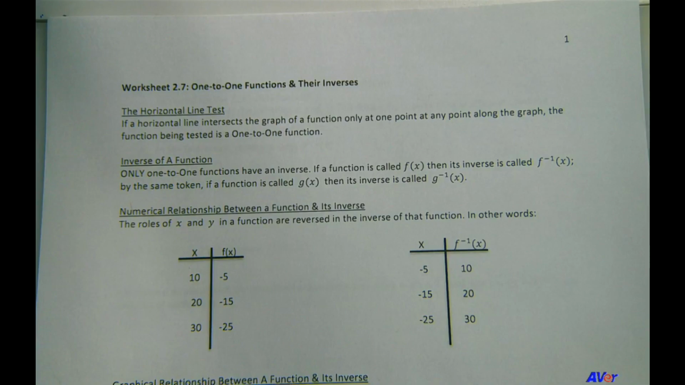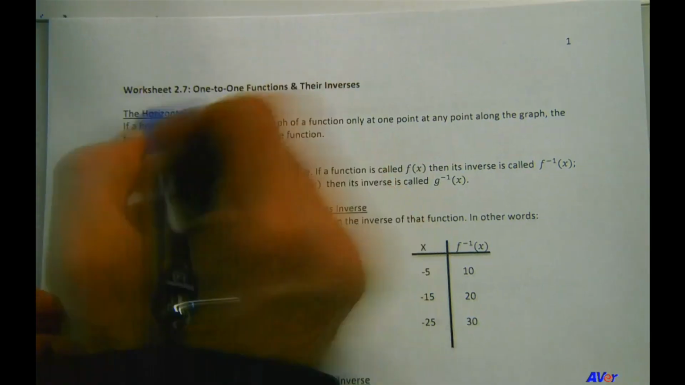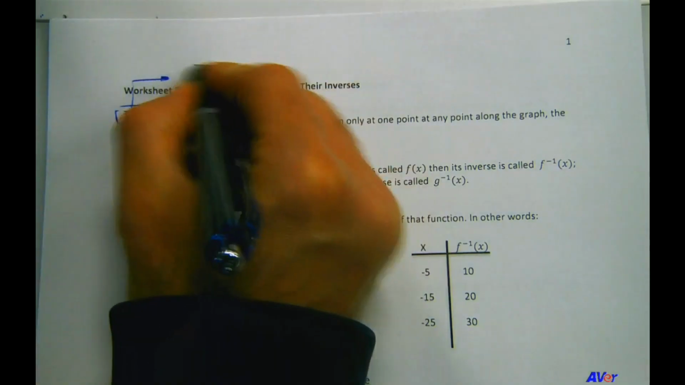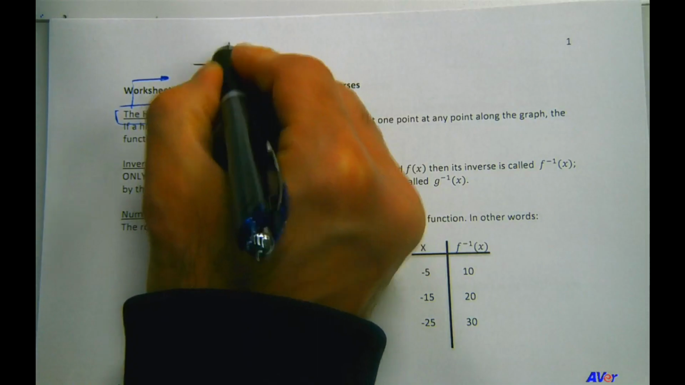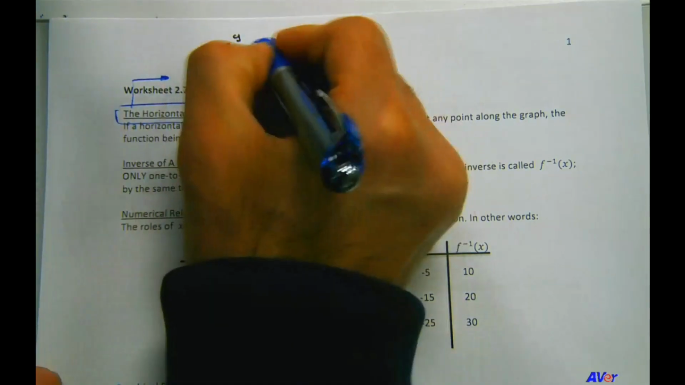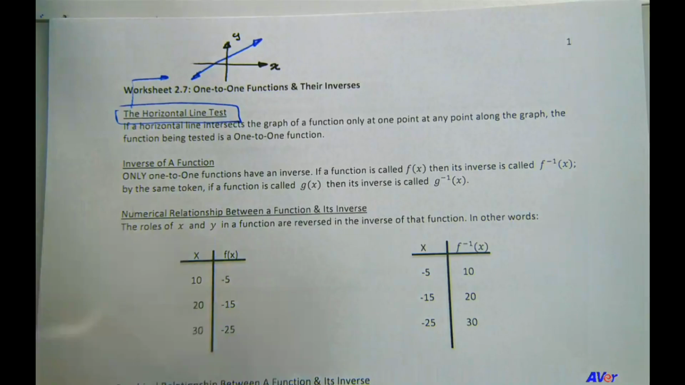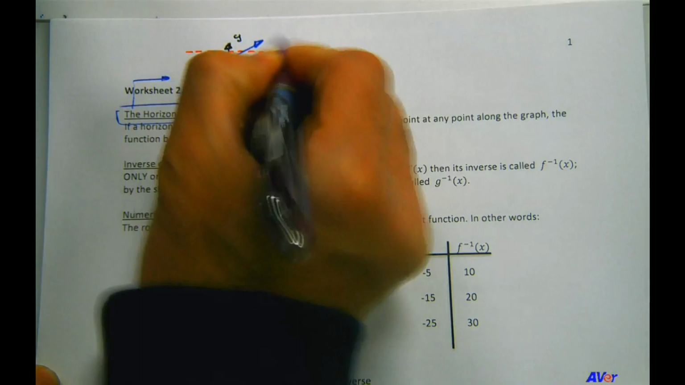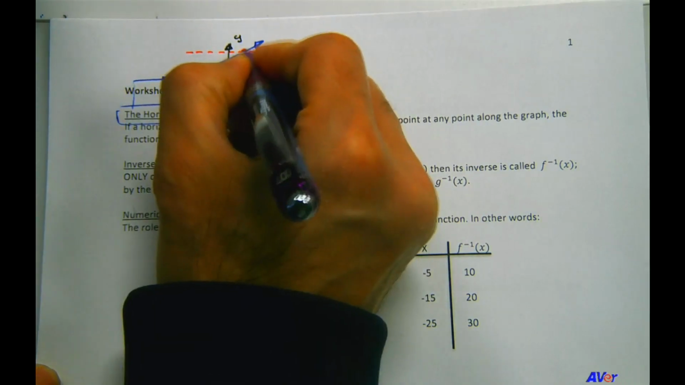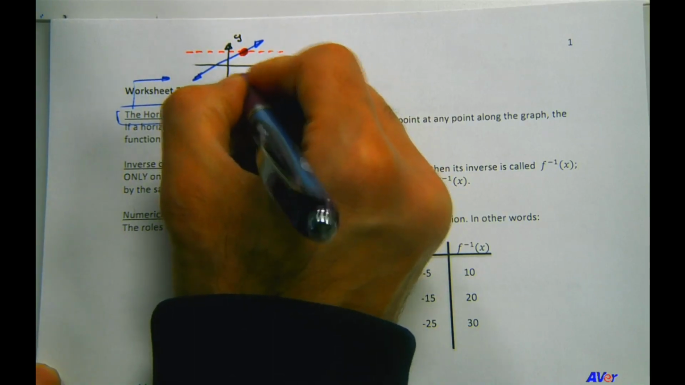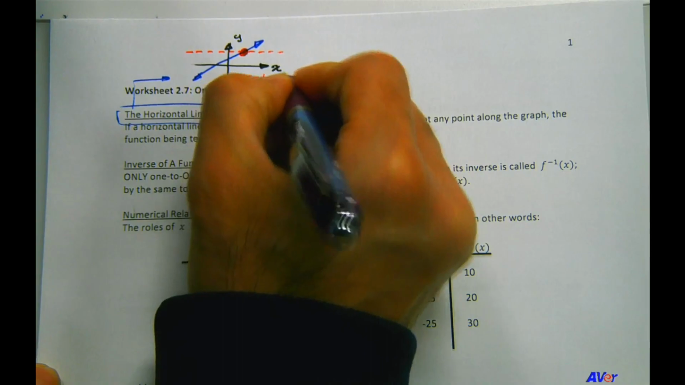So let's see examples of that very quickly. For the graphical test, let's draw something like this. Like that. So this is a straight line, and a horizontal line like that intersects it at one point only, right? So this is a one-to-one function.